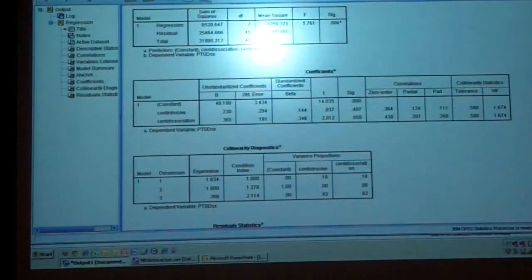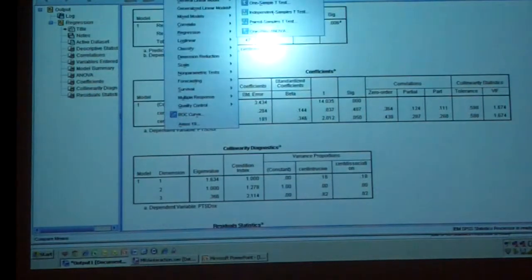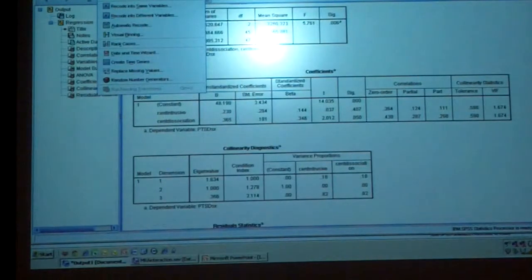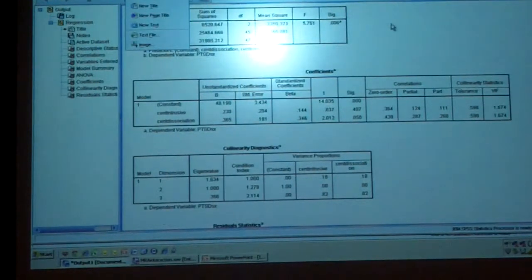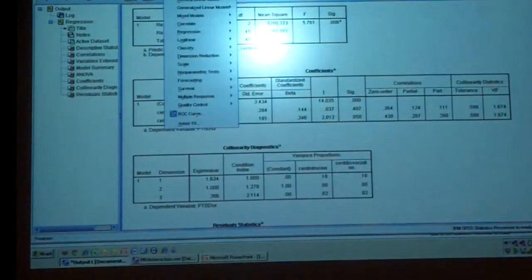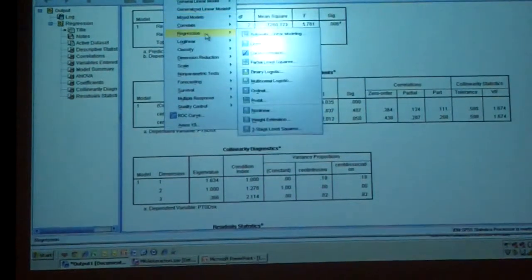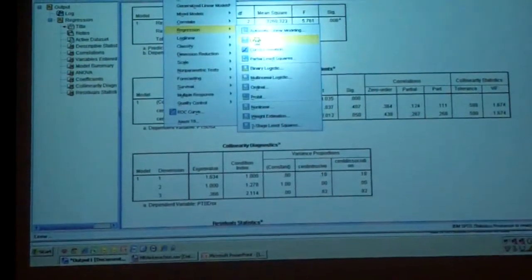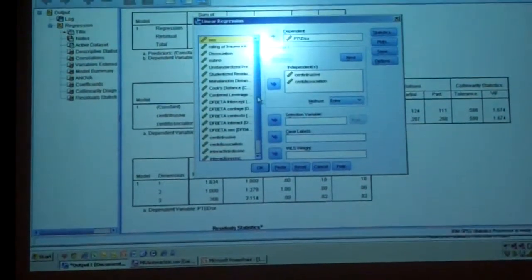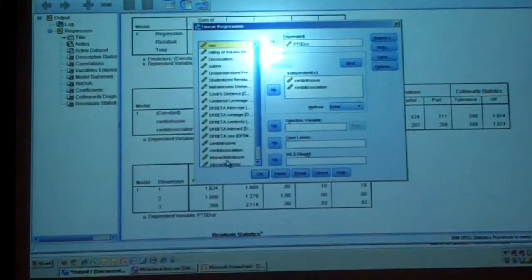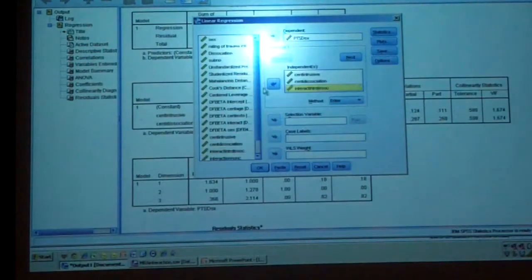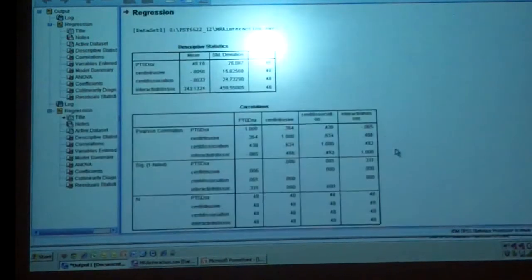Okay, now I'm going to go through and add the interaction term, which I've already created. I created it just with a transform compute, made up a new term called interaction term. All it is is the product of the two other terms, multiplied times each other. If anybody needs to see how to do that, I think I gave you a little handout on that. So I'm just going to add the interaction term, and that's of the two centered terms. So everything stays the same. I run it again.